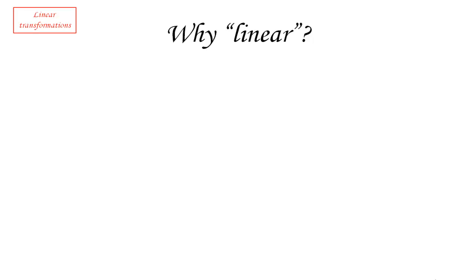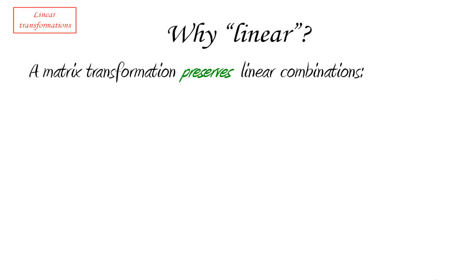Let me go back now to the question I asked at the beginning. I said that one of these transformations is called matrix transformation. Well, that's obvious. Or linear transformation. What does that mean? How is this thing linear? Well, first of all, a matrix transformation is linear in the sense that it preserves linear combinations. Now, what does that mean?